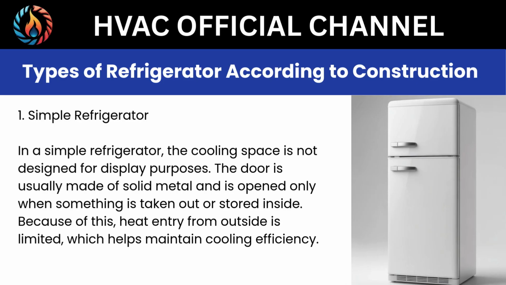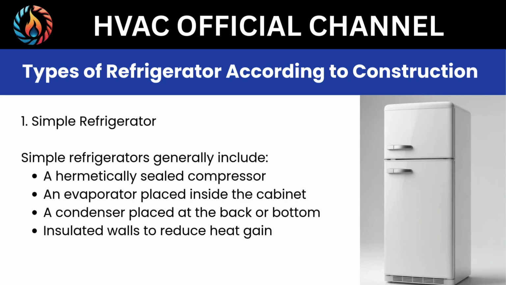In a simple refrigerator, the cooling space is not designed for display purposes. The door is usually made of solid metal and is opened only when something is taken out or stored inside. Because of this, heat entry from outside is limited, which helps maintain cooling efficiency. Simple refrigerators generally include a hermetically sealed compressor, an evaporator placed inside the cabinet, a condenser placed at the back or bottom, and insulated walls to reduce heat gain.